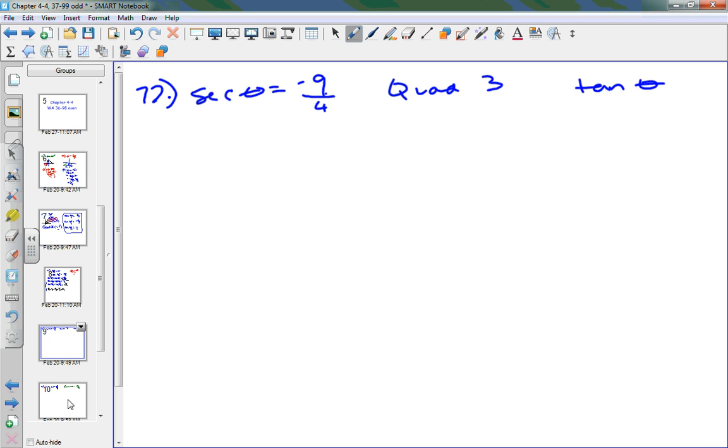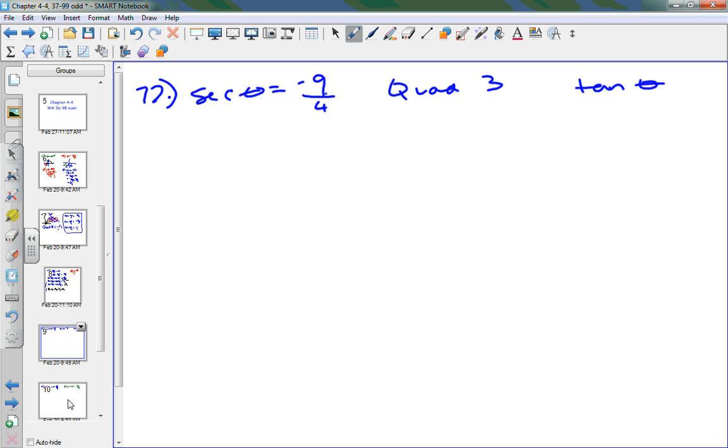The first way is you can use the triangle. Triangle, you can always go back to a triangle. Because if you know secant, what is secant the opposite of? Cosine. Cosine is adjacent over hypotenuse, which means secant is going to be hypotenuse over adjacent. Okay, the adjacent is going to be a negative, and so is going to be the opposite.